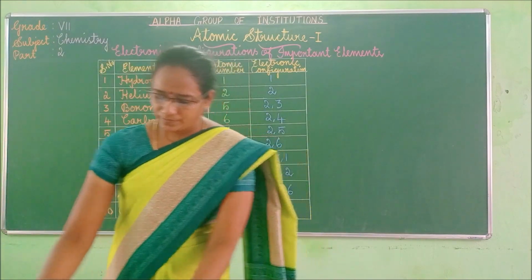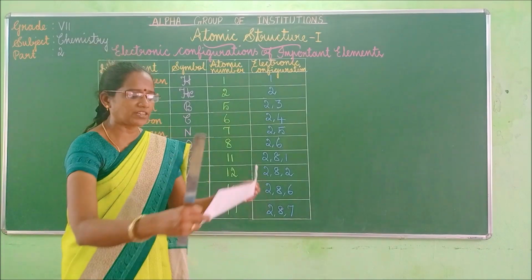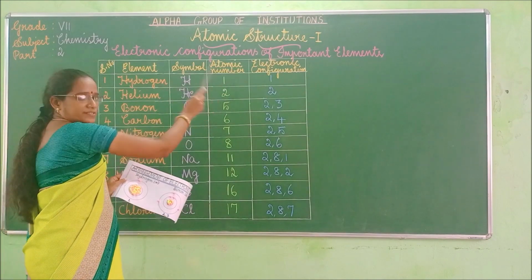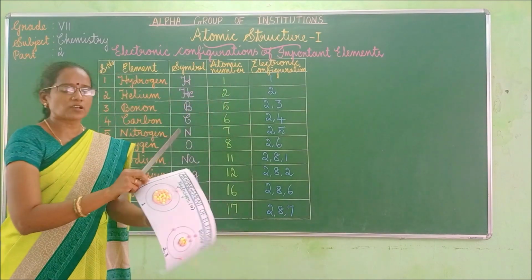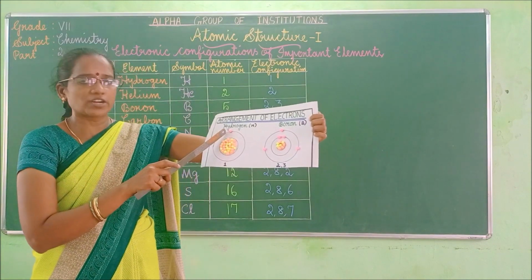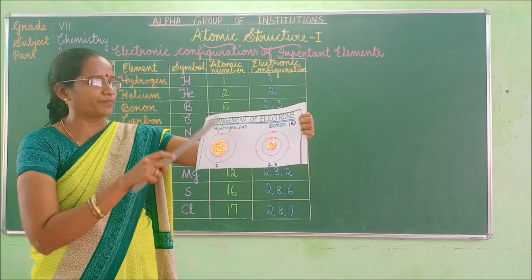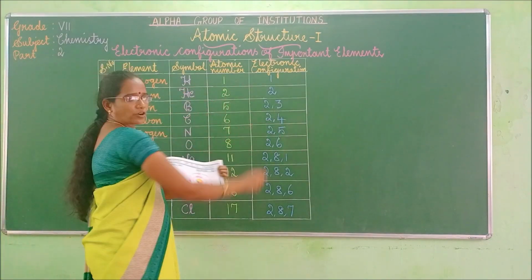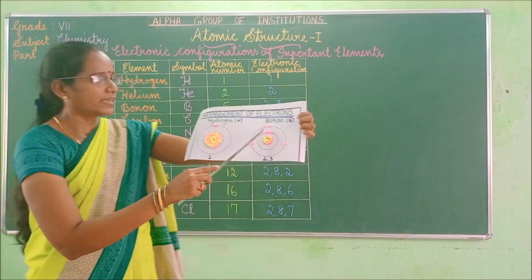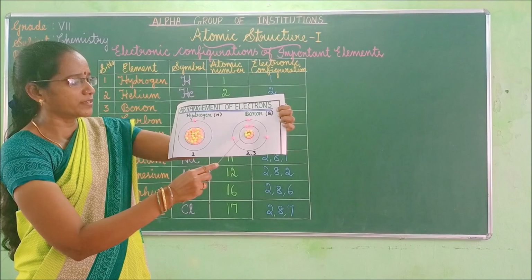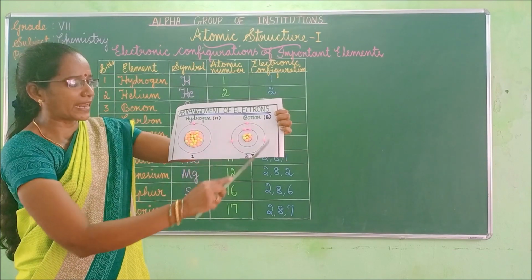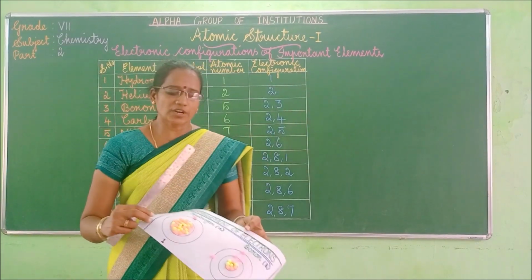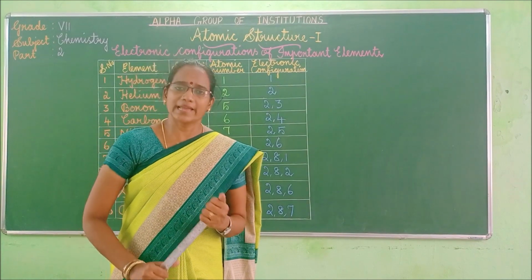And finally we can see the hydrogen element and boron. This is the center part. Hydrogen, its atomic number is 1, so its electronic configuration is also 1. Only 1 electron is present in the hydrogen atom. Next one, boron. For boron, the atomic number is 5, so its electronic configuration is 2, 3. In the first orbit, how many electrons? 1, 2. And in the outermost orbit, 3 electrons. So 2, 3. Like this, you have to write the electronic configurations for all the elements.